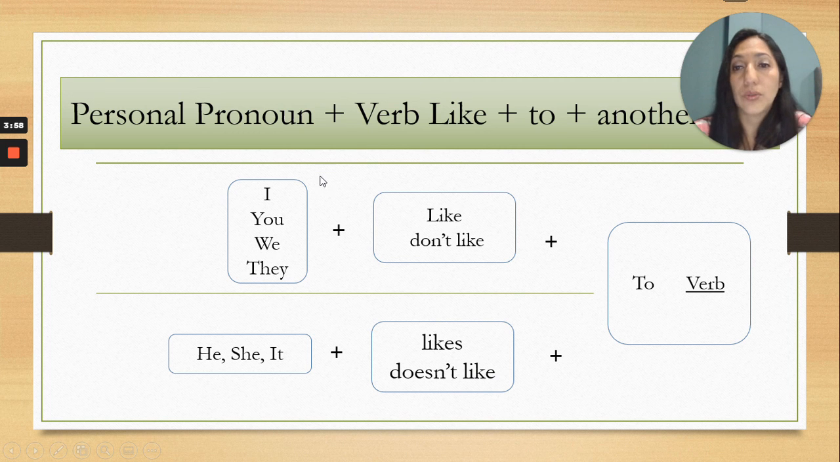For I, you, we, and they, you only write like in normal form. In negative form is don't like. Remember, for third person, he, she, and it, you write likes. In negative form, doesn't like. Plus another verb to create a sentence.